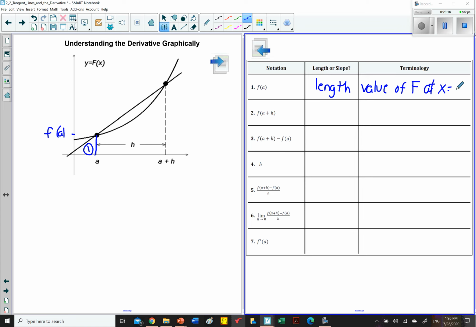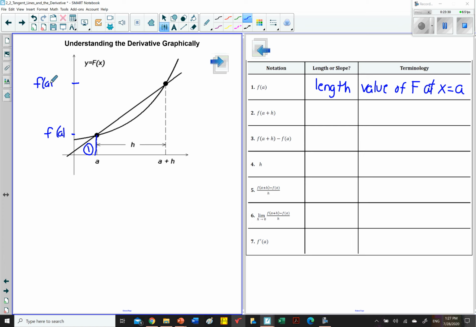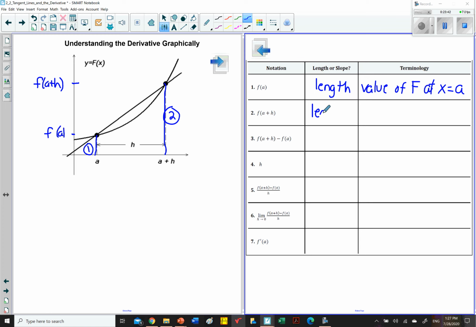at the point A. And then the f of a plus h, number 2, the f of a plus h, that would be the height here, right? Because over here would be the f of a plus that extra that I added to get over here. So that would also be a blue line because it's a length. That's number 2. So this is also a length. And that's the value of the function when x is a plus h. I'm limited for space here, so I'm going to abbreviate.